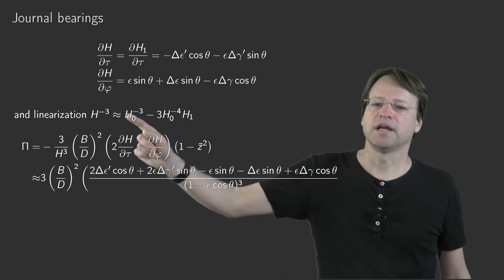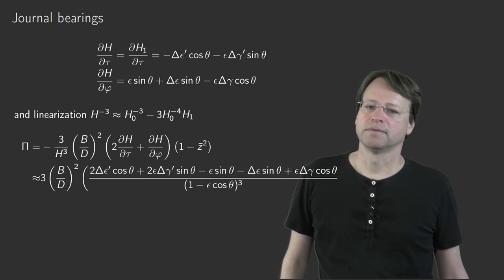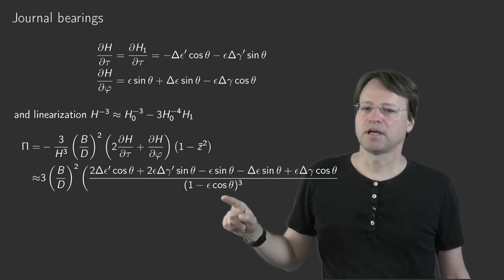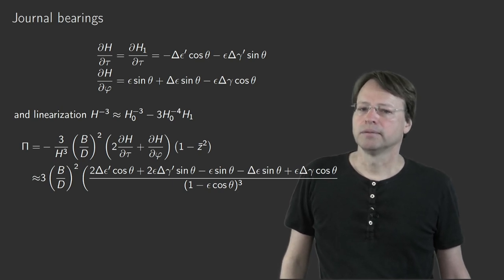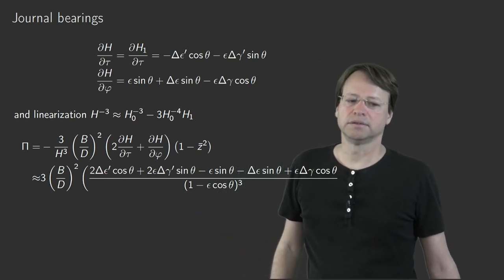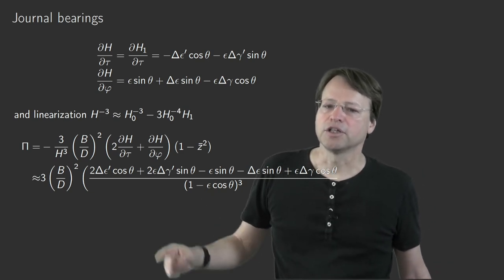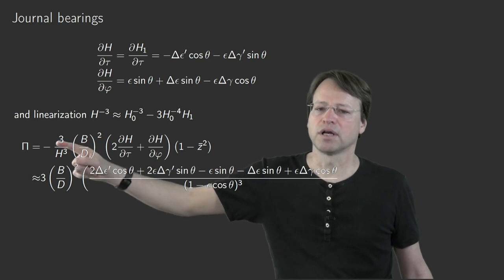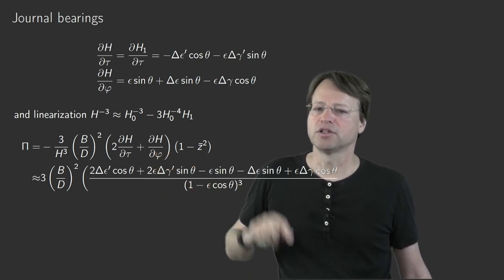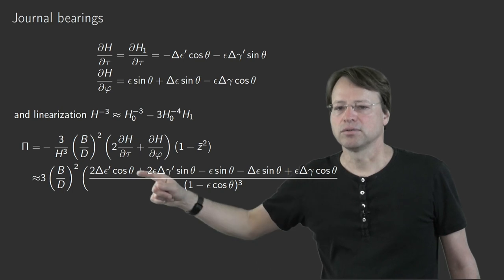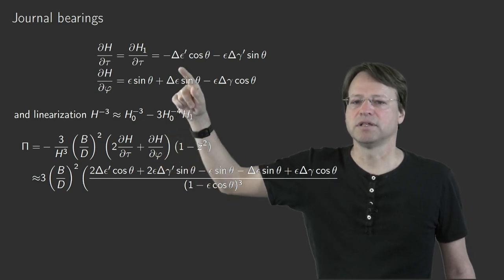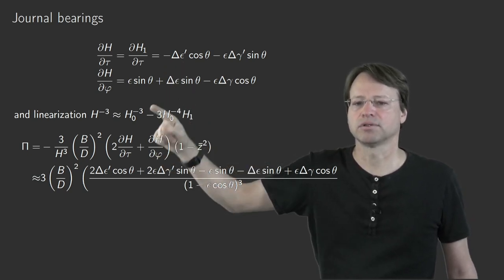So this is the first part. This is the part corresponding to h naught to the power of minus 3. You can clearly see that this is the unperturbed, the zeroth order term for h, 1 minus epsilon cosine theta to the third power. You get 3 times b divided by d squared. And I changed the sign of all these terms here. So if you ask yourself where the negative sign is, then you see that for the dh by dt and for the dh by dphi, I changed the sign. Let's look at the first term, epsilon cosine theta, which is 2 times dh by dt, this one, and you clearly see that this is now a positive sign here.